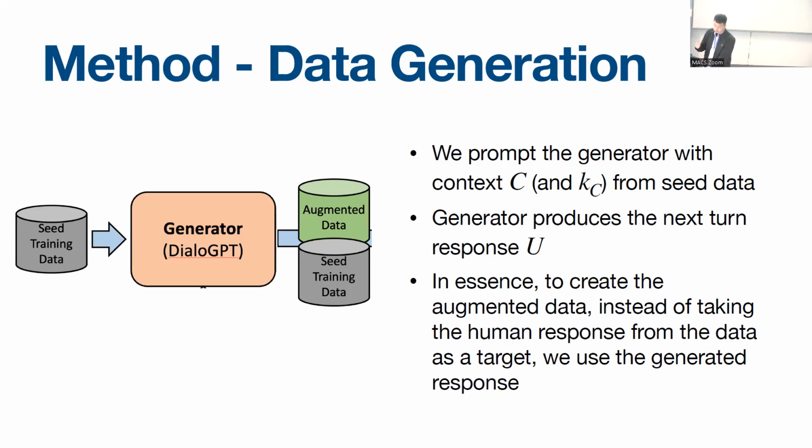And we use nucleus sampling to produce multiple system responses under the same context, so that the generator could be more diverse. In essence, to create the augmented data set, instead of taking the human response from the data as a target, we use a generator response as our target and feed that along with the dialog context and knowledge pieces to fine-tune the learner.